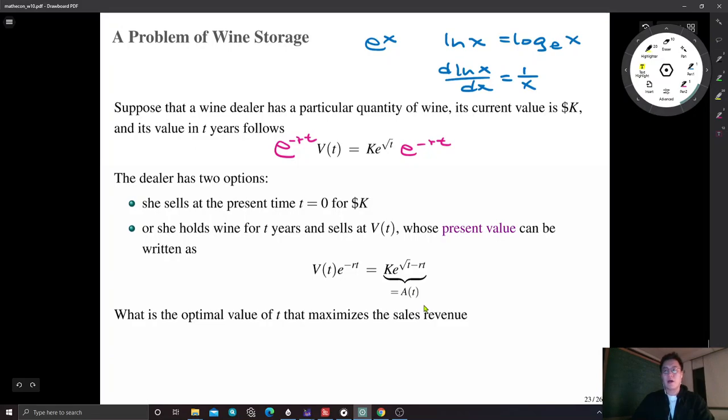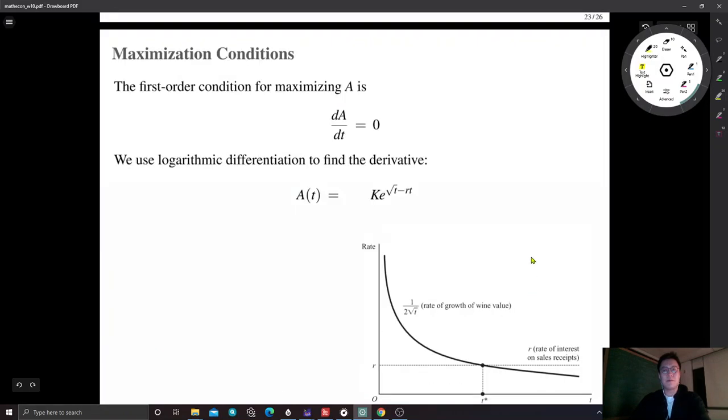So now we are going to solve this optimization problem, max of A of t over time t. That can be thought of as an optimization problem for time t. So when is the best time for this wine dealer to sell the wine? All right, so now let me adopt a first or second derivative test to solve this optimization problem.